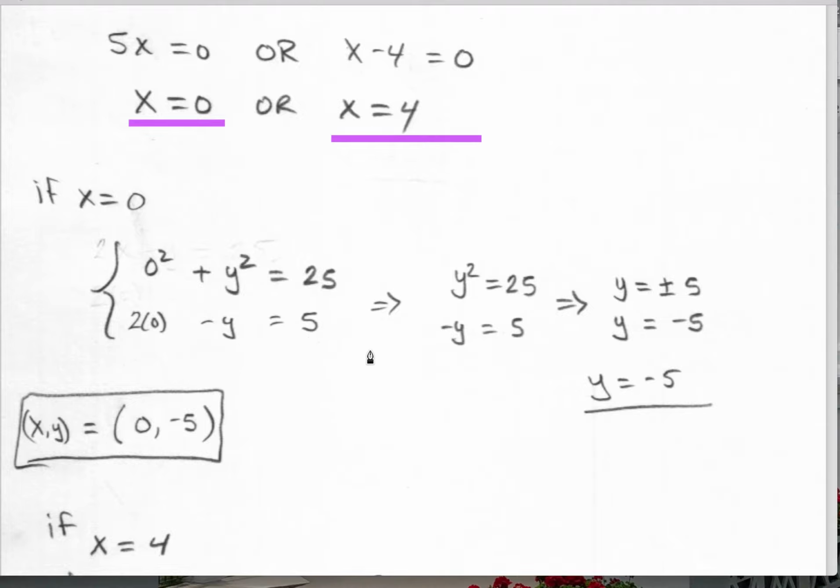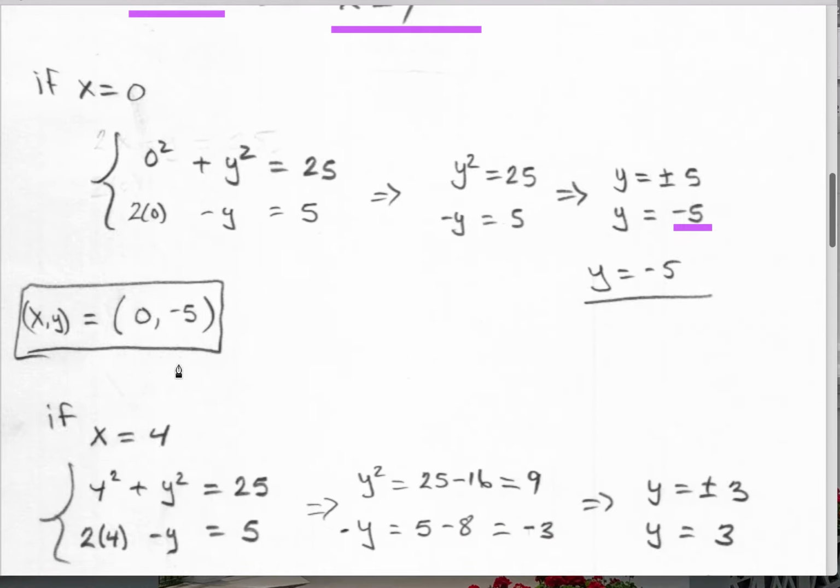I solve this, and I take the square root of both sides, and I get y equals plus or minus 5, and from the other equation I get y equals negative 5. I'm looking for the one that is true in both cases. There's only one that's true in both cases, and that's negative 5. So y equals negative 5. So if x is equal to 0, then y is equal to negative 5. And we saw that graphically already, so that's one of my points.